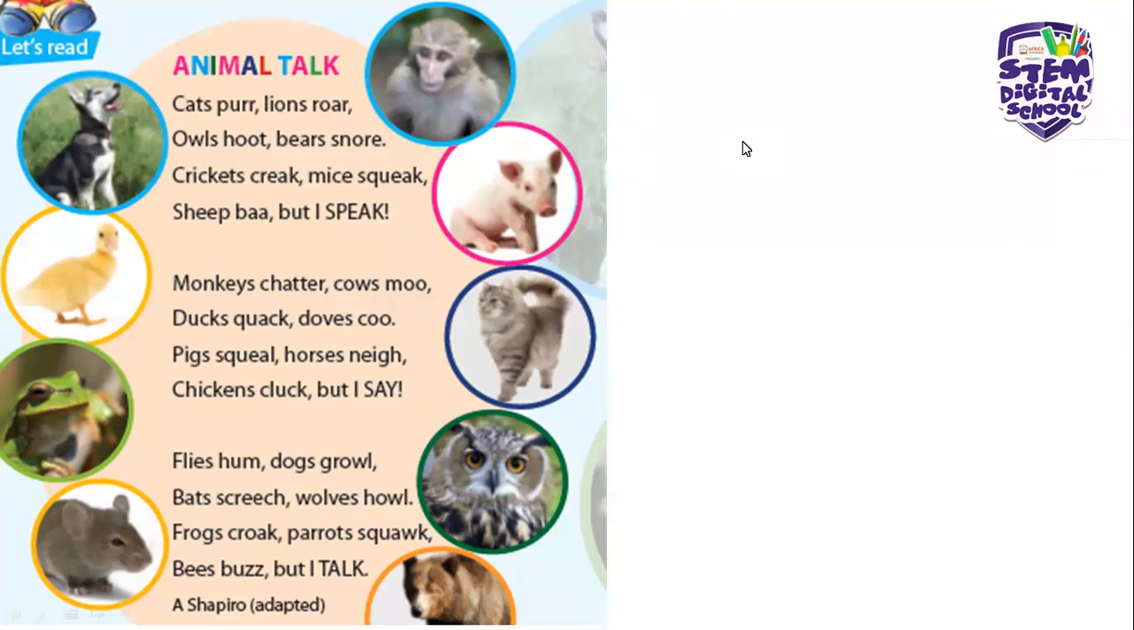Cats purr, lions roar, owls hoot, bears snore, crickets creak, mice squeak, sheep bar, but I speak. Monkeys chatter, cows moo, ducks quack, doves coo, pigs squeal, horses neigh, chickens cluck, but I say. Flies hum, dogs growl, bats screech, wolves howl, frogs croak, parrots squawk, bees buzz, but I talk. Perfect, thank you so much. Okay, next one.